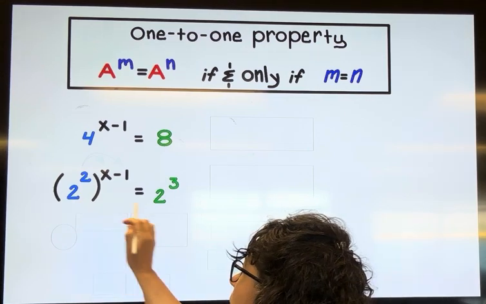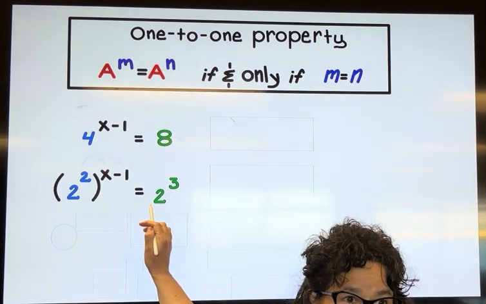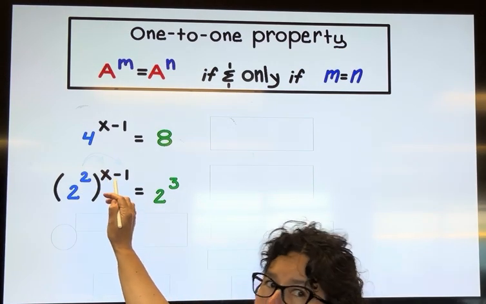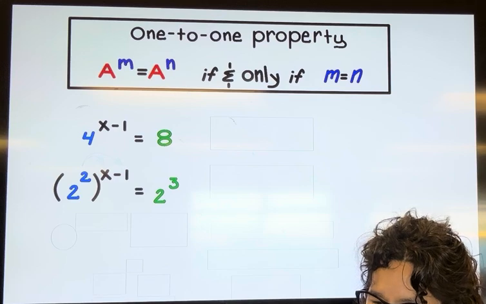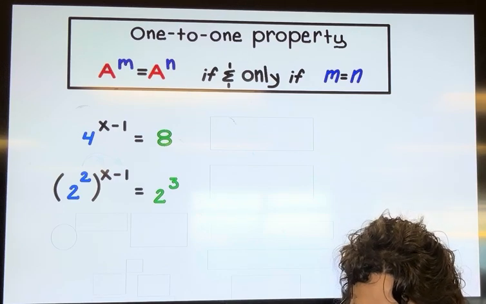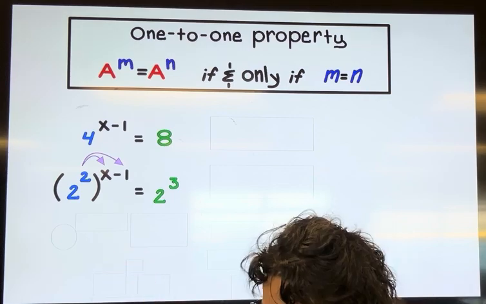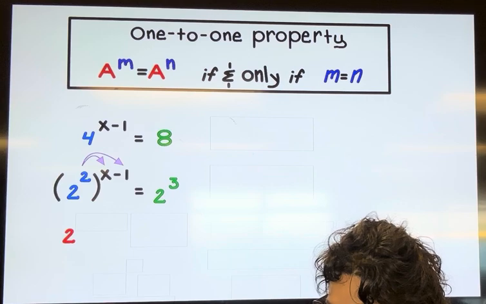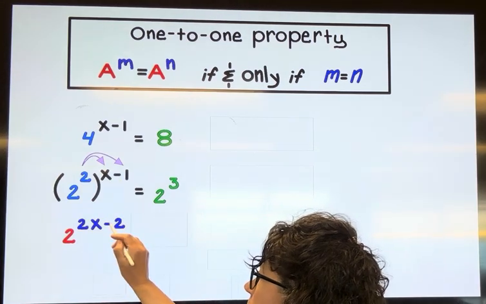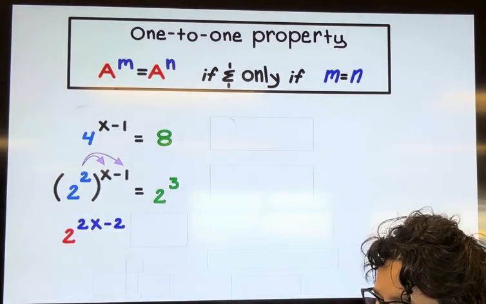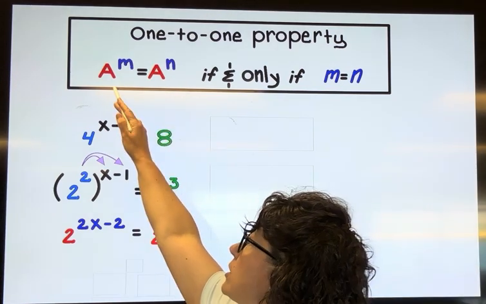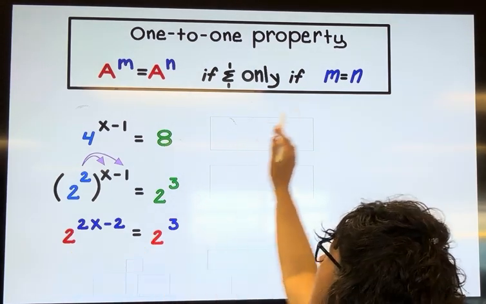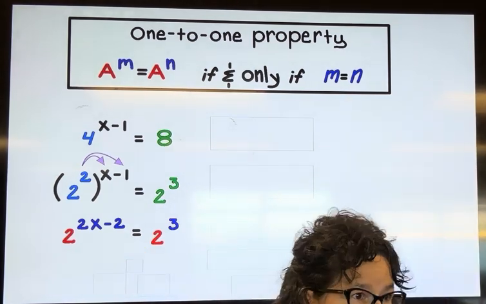But notice, see how those base numbers are both 2 right now? That's what I'm trying to accomplish. Now from here, I have power to a power. Multiply. So if I multiply the 2 through here, then this is going to be 2, and then 2 times x is 2x, and 2 times negative 2 is negative 2. And this still equals 2 to the third. We forced bases that are the same. So if the bases are the same, then we can set the exponents equal to each other.